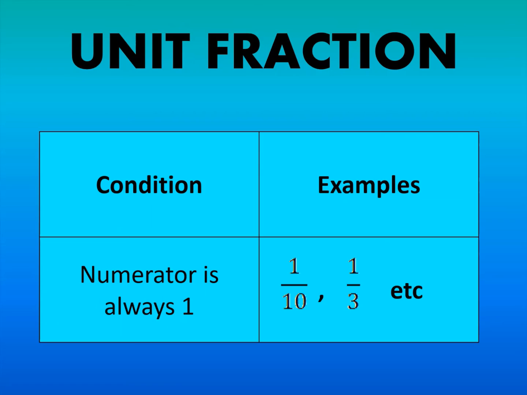Unit fraction. The condition of a unit fraction is very easy to find. The numerator is always 1, and the numerator, you know where it is? It is at the top side. If the top is 1, like in the examples given, 1 upon 10, 1 upon 3, both have 1 at the top side, meaning the numerator is 1. The denominator may be any.